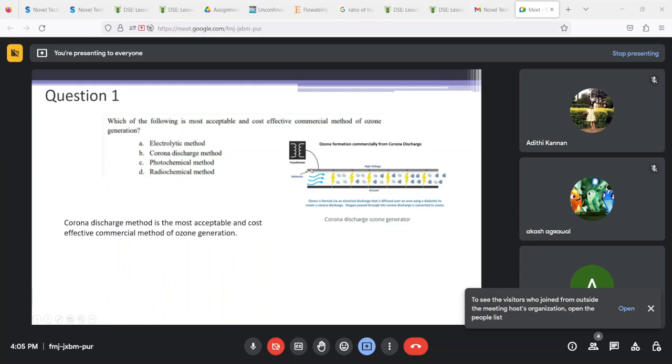So if you have a very uniform distribution of your spark, also known as the corona, then more ozone can be synthesized, which is why it is the most effective, cost-effective method. Because of the dielectric, there is a distribution of the spark. This will create more ozone, and hence this is the most effective commercial method for ozone generation. So the answer is B. If any part of the question needs to be repeated, kindly let me know.